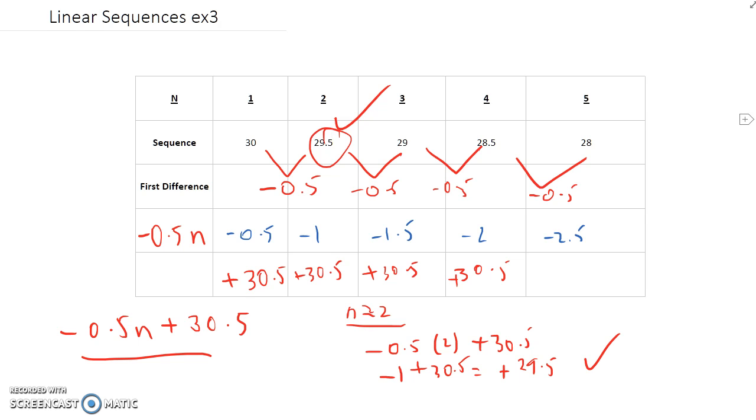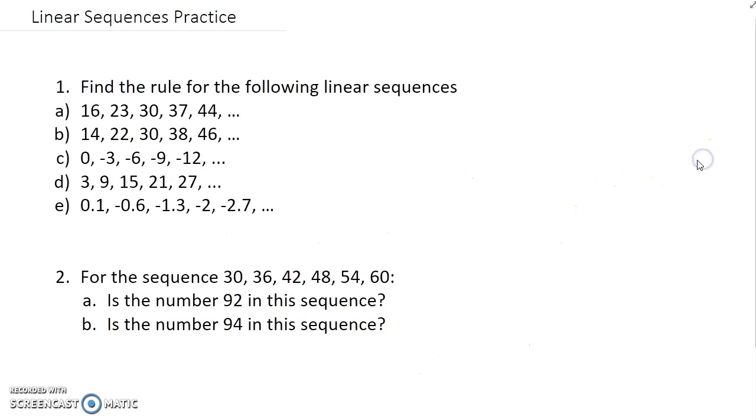So what I'd like you to do now is consider the questions that I've put here. With question 1, just follow the patterns. Make sure you set your tables out as I have in this video. And if you can, have a think about number 2 and make sure that you justify your reasoning with this question.